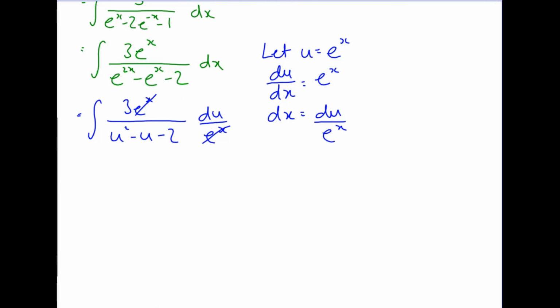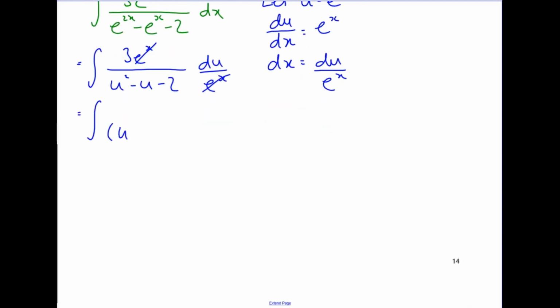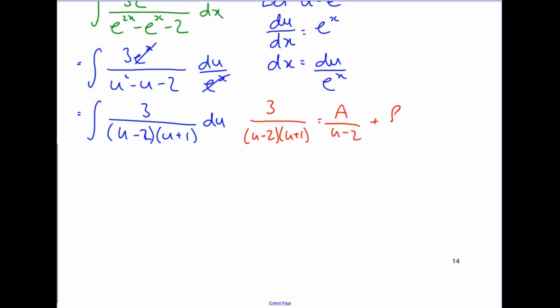And the bottom, I can factorize. You could have factorized it here in green, but I can factorize that to give me u minus 2, u plus 1. There's a lot of things going on here, a lot of not obvious things to do. What you should be thinking here now is that this is partial fractions. So I can split this up into partial fractions. So A over u minus 2 plus B over u plus 1.